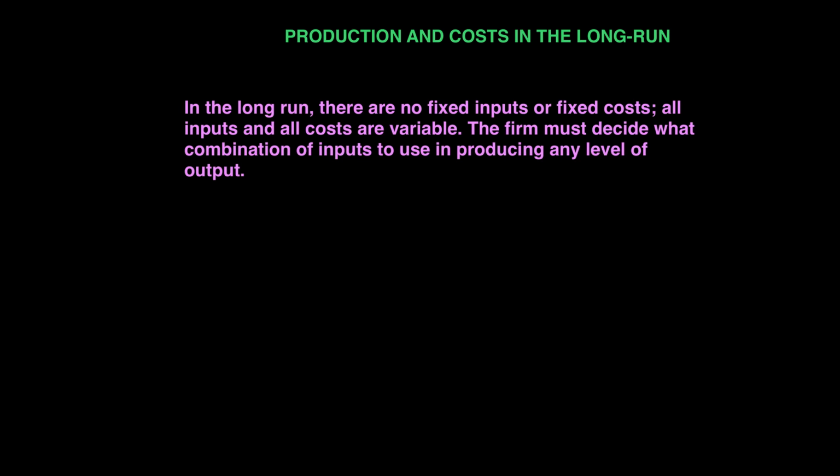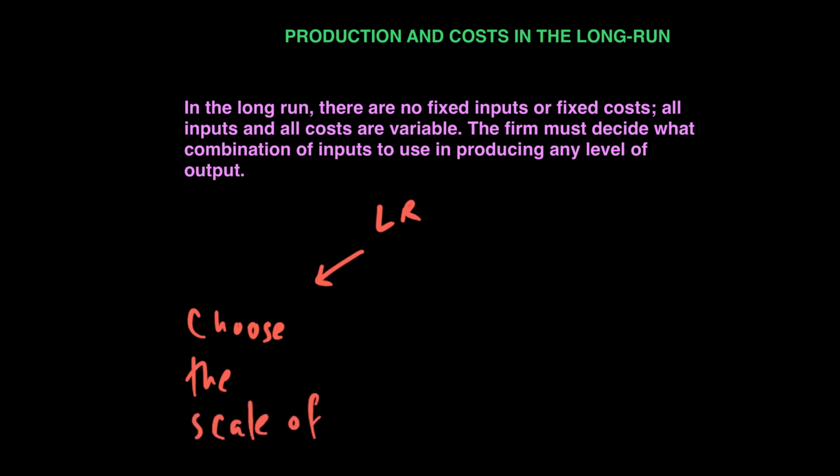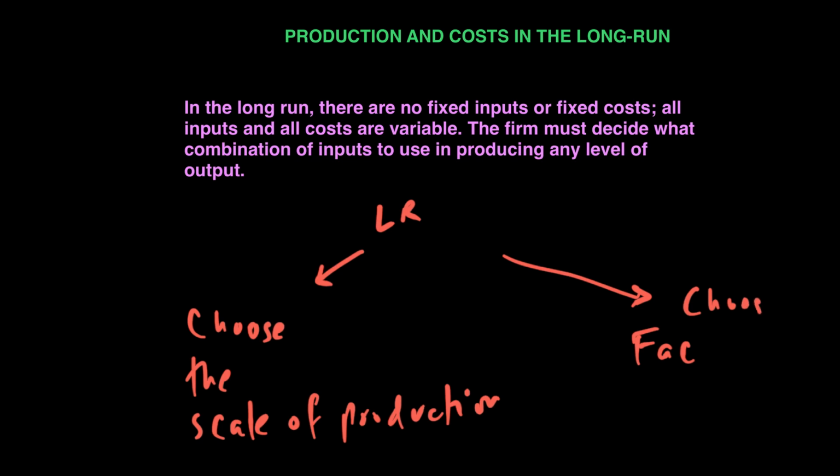Now in the long run, the firm basically has two options. So let me write this. In the long run, the firm has two options. Either they can choose the scale of production, and I'm going to explain this in a minute, or they can choose the factor mix. So these are the two options that are available for a firm in the long run.